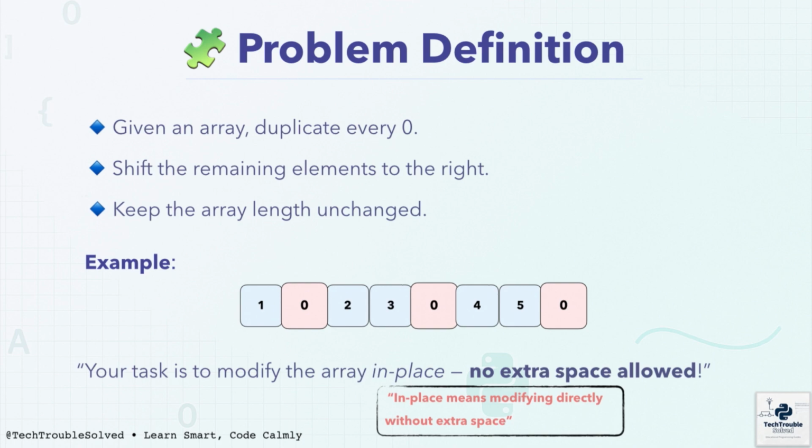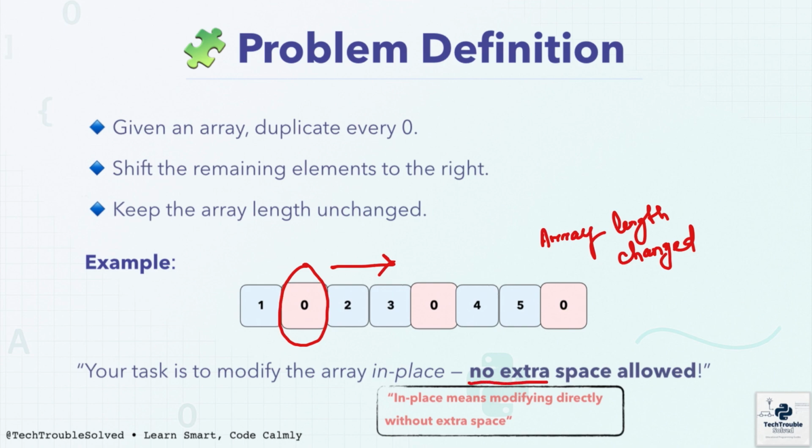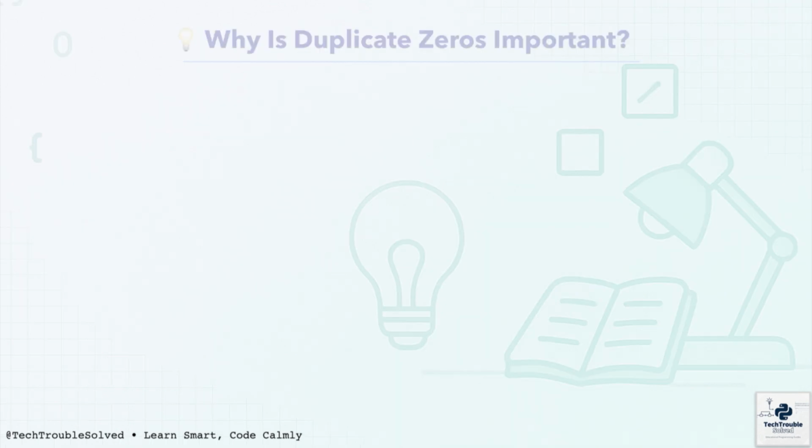Now let's think. If we duplicate the first zero, what happens to the rest of the numbers? Will they all fit inside the same array, or will something get lost along the way? That's what makes this problem interesting. We have to transform the array in place without using any extra space. So let's explore how to do that calmly and step by step.